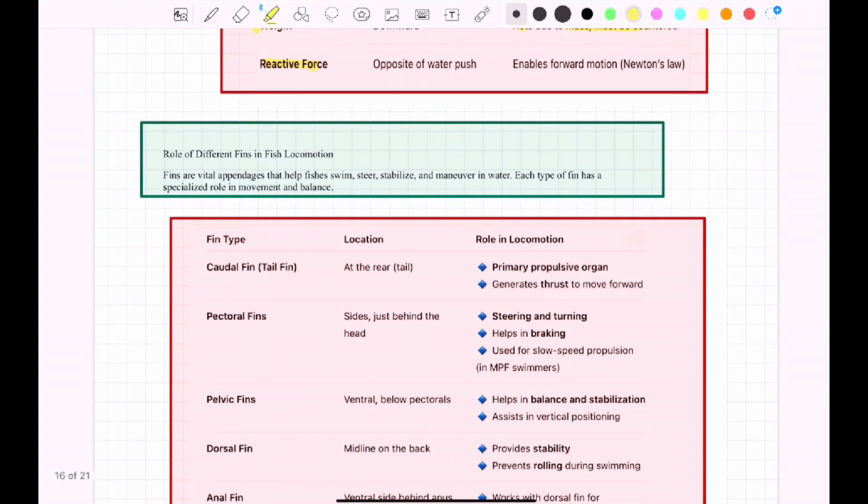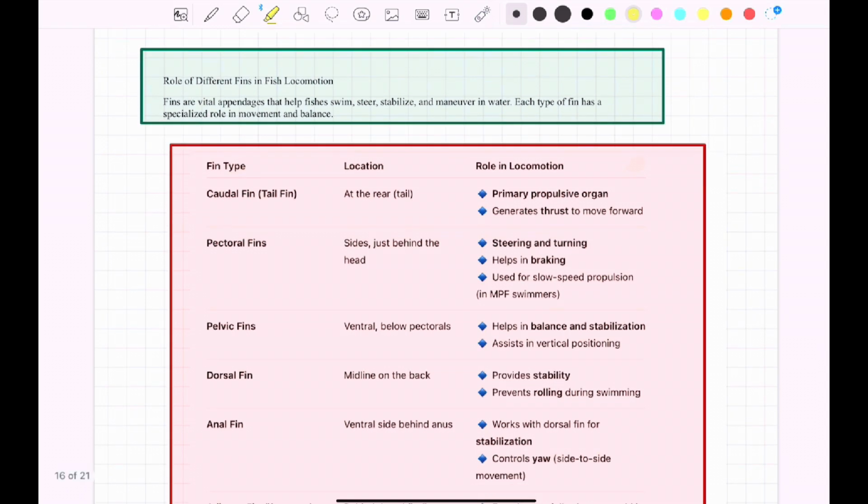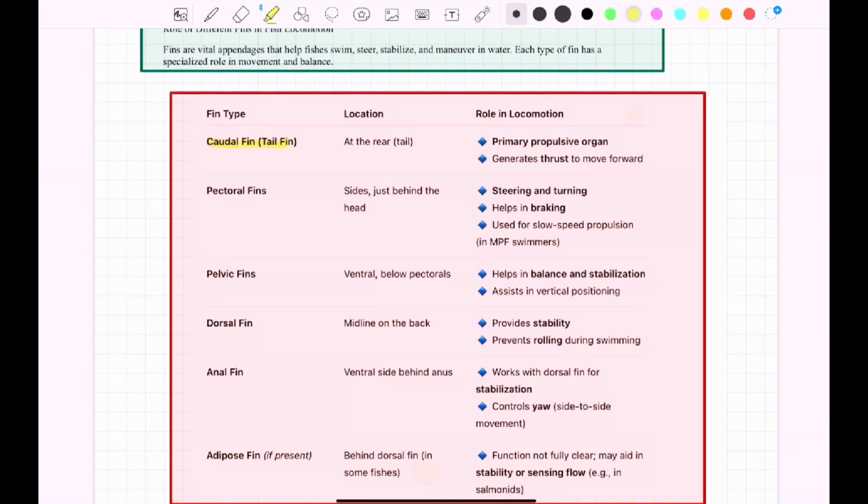Then we have the role of different fins. The fishes have different types of fins. For example, we have the caudal fin. This is at the rear end, at the tail end, and its primary role is the propulsion of the organism, and it generates the thrust in order to move forward.